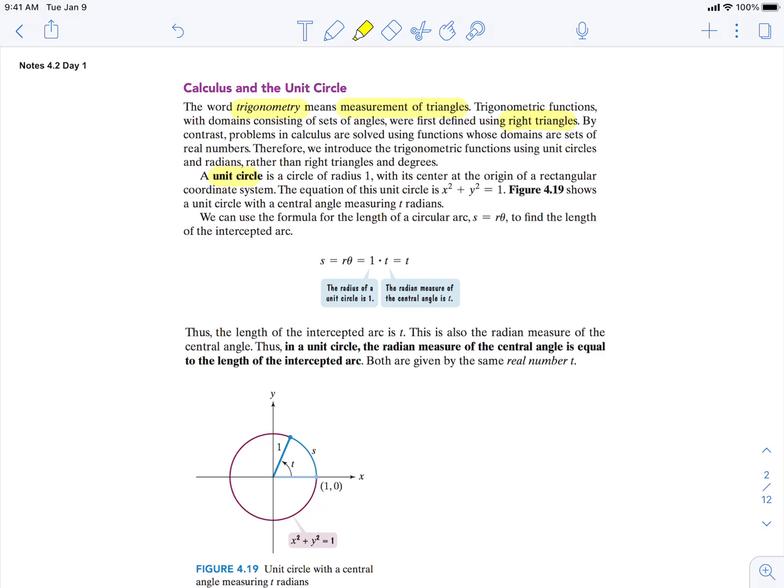The unit circle has a radius of 1, and the center is at the origin. So the equation for the unit circle is x squared plus y squared equals 1. We can use the formula for the length of an arc, s equals r times theta, to find the length of the intercepted arc.